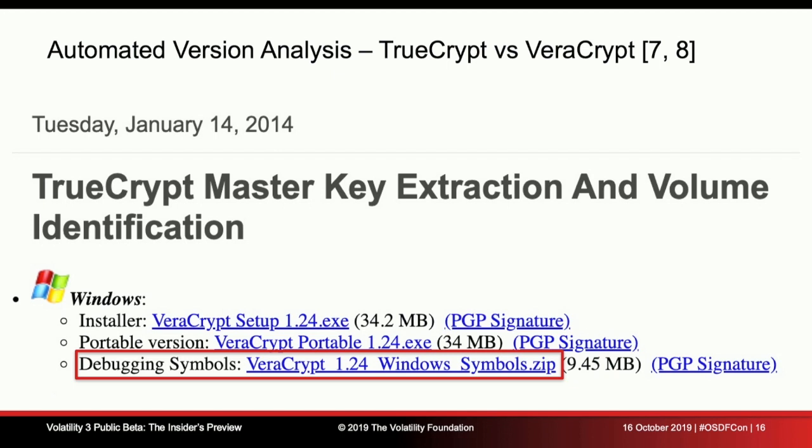VeraCrypt, which has replaced TrueCrypt since then, actually distributes debug symbols the same way that Microsoft does for its kernels and Mozilla does for its browsers and tools as well. And we can incorporate that directly into the tool. So if a new version of VeraCrypt comes out, instead of having to wait for us to update the plugin to do the analysis, we can just automatically pull those symbols for whatever version we're analyzing, and then the plugin can perform its tasks.